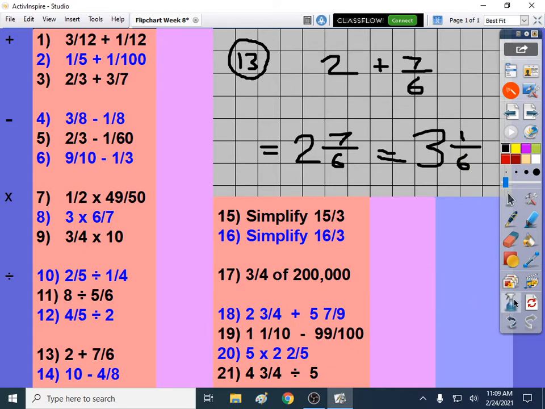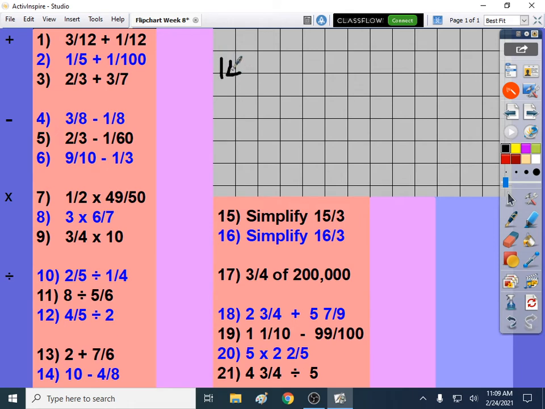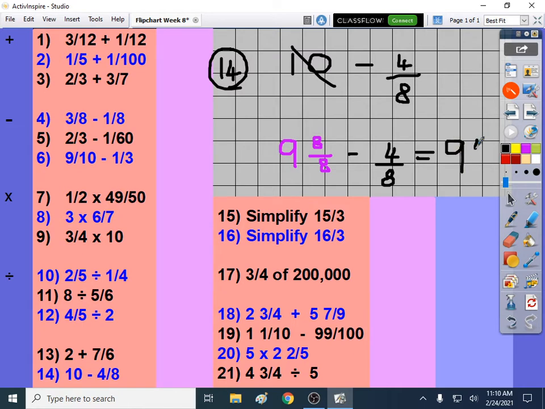Question 14. Ten take away 4/8. I think I would rather do this one as change the 10 into 9 and 8/8, because 8/8 is a whole 1 plus 9 is a 10, isn't it? Then I can take away 4/8. There's so many ways of doing this. Whatever works is okay. And we'll get 9 and 4/8.